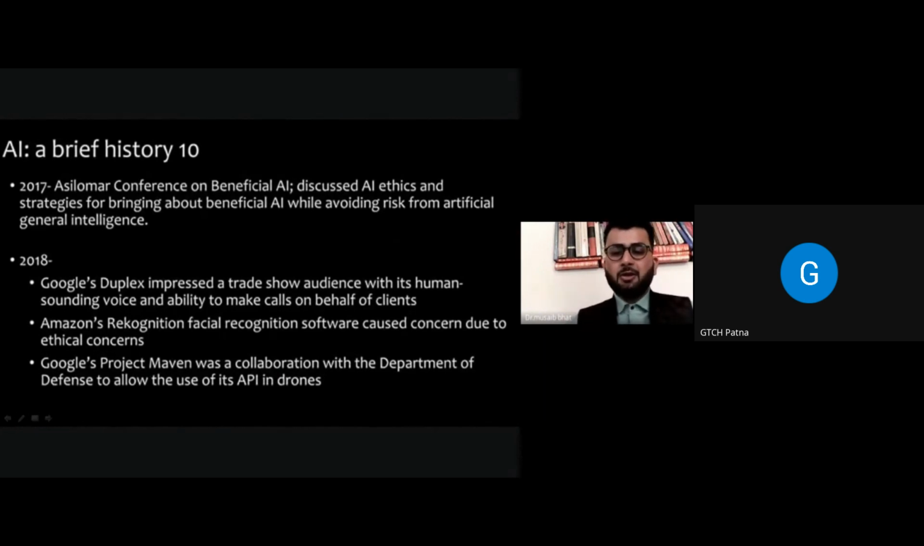Amazon's Rekognition facial recognition software caused concern due to ethical issues. It collected data related to one's facial expressions and other things, and that's why there were some concerns regarding its safety. Google's Project Maven was a collaboration with the Department of Defense to allow the use of its API in drones.